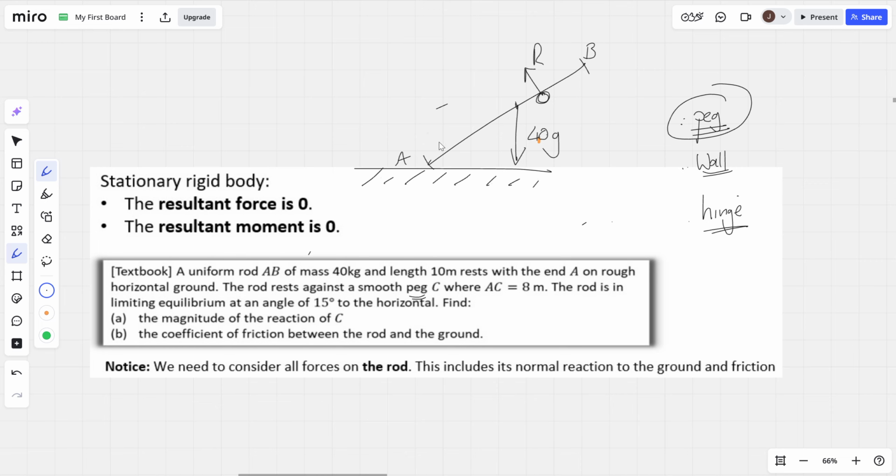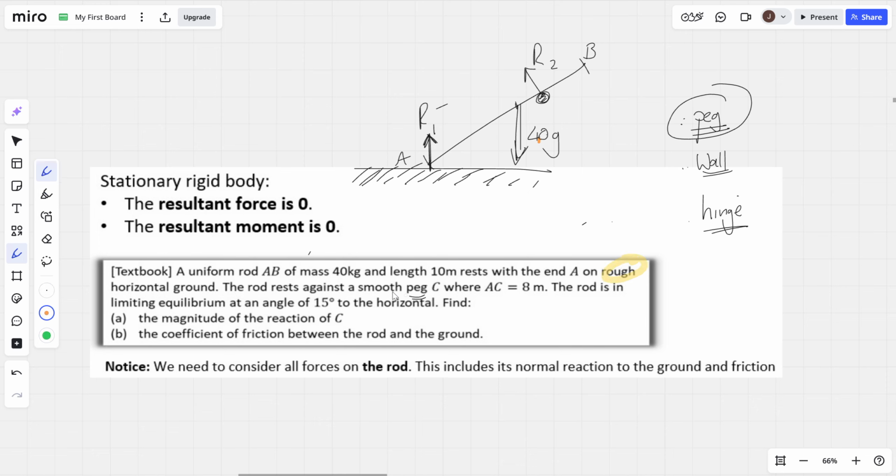So the ground does a couple of things. One, it provides a normal reaction of itself. So whenever you've got ground or a peg or a plane, these things give you a normal reaction. So there's a normal reaction there, and then there's a normal reaction here. Friction is going to be a consequence of this word here, but I'm going to get to that in just a second.